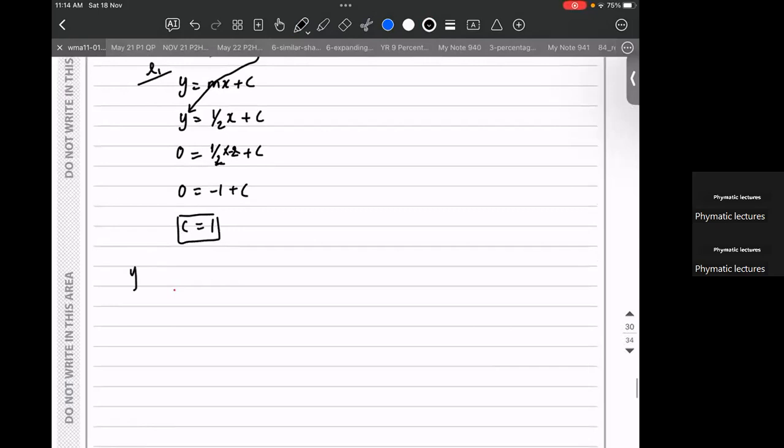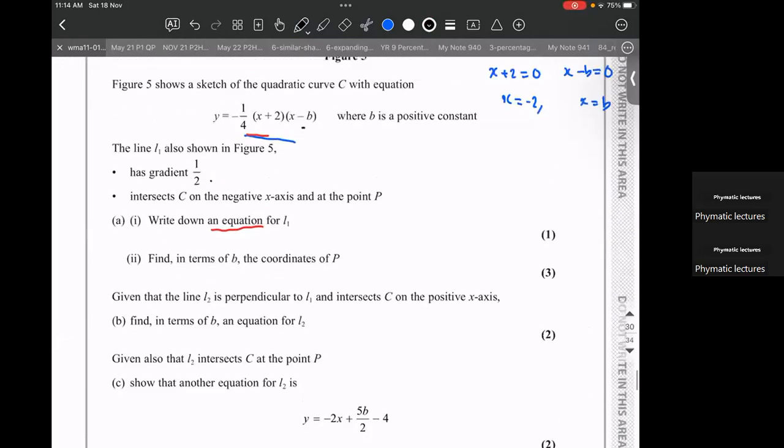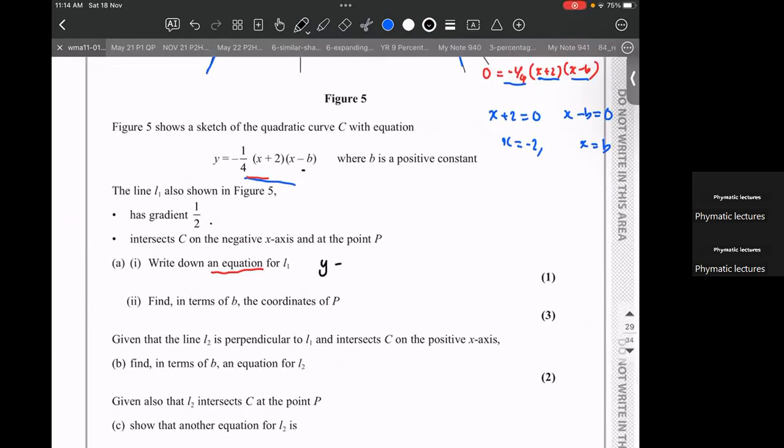C is equal to 1. Therefore, what is the equation of this line? Half x plus 1. So the equation of this line is half x plus 1. So we can write down the equation y is equal to half x plus 1. So that is the answer for this question.